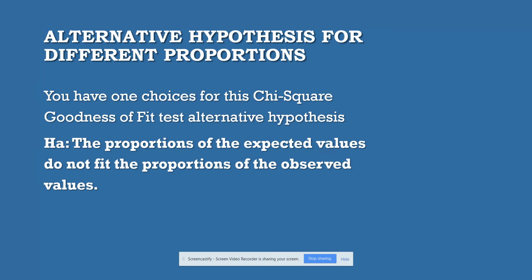So just know if the proportions are the same, you write it with the first sets of null and alternative we looked at. If they're different, you write them with the ones we just discussed.